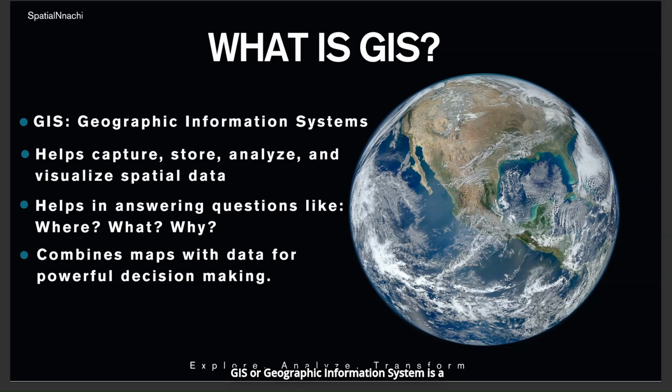GIS, or Geographic Information System, is a powerful technology that helps us capture, store, analyze, and visualize data that has a location tied to it. In simpler terms, it answers questions like where is something located, what's around it, and how do different features relate in space. If you've ever used Google Maps to find the nearest clinic or check traffic, you've already interacted with GIS. It's working behind the scenes, combining maps with real-time data to solve real-world problems.